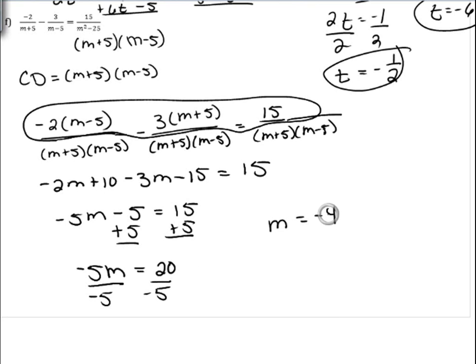Do a quick little check. The only things that weren't going to work for us were either a positive 5 or a negative 5, and so our m equals negative 4 will work just fine.